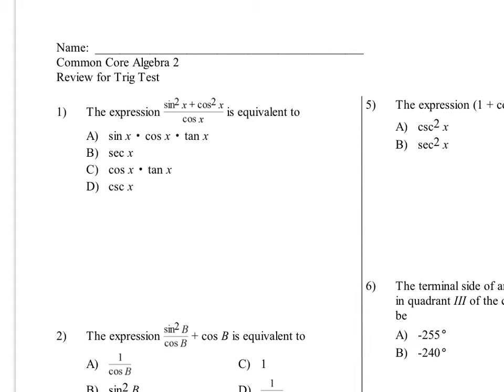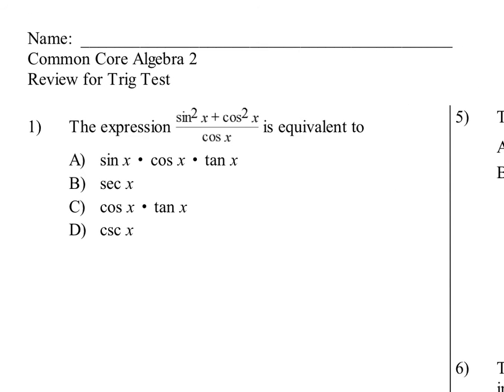All right, so sine squared plus cosine squared x. Anytime you see a squared, it's a good idea to think of the Pythagorean identity, and sine squared plus cosine squared is 1 over cosine of x. The reciprocal of cosine is secant.